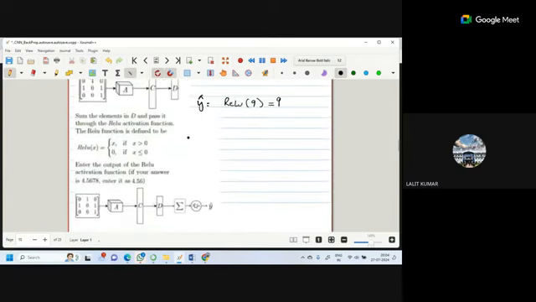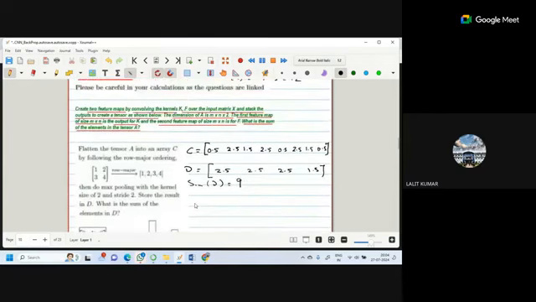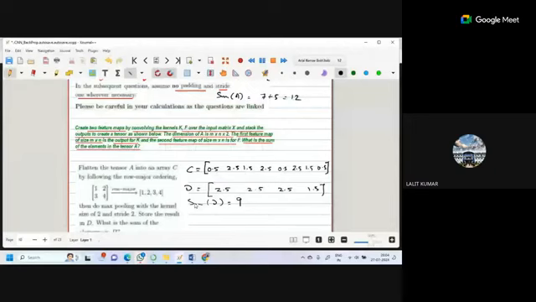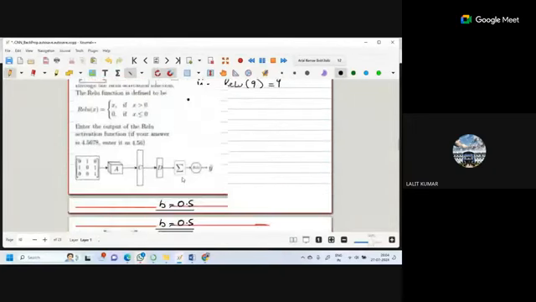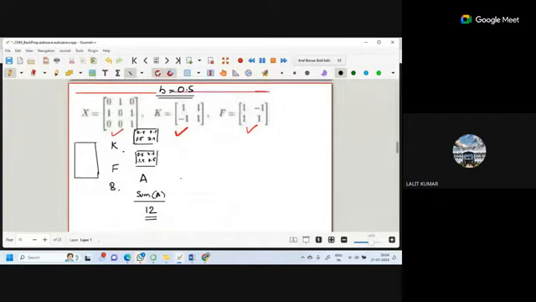Okay, so this part is there. I think we have made some mistake in the summation. 2.5, 7, 3.